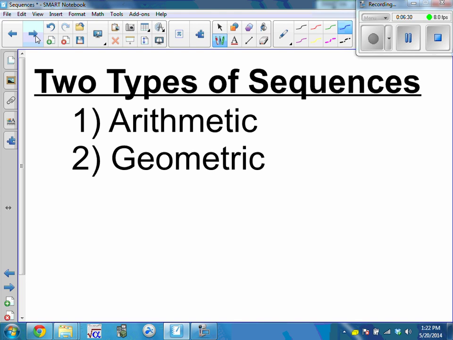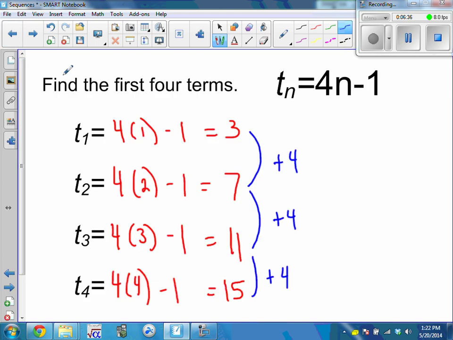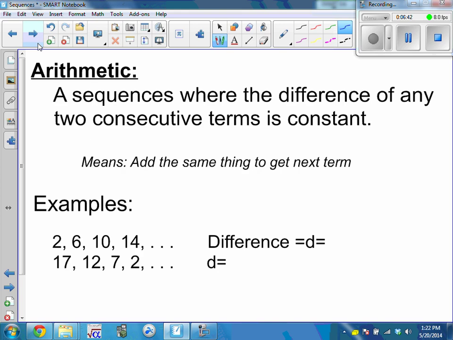This type of sequence is going to be known as an arithmetic. And these are the two types of sequences we're going to look at. Arithmetic and geometric. This idea where I add the same number each time is known as an arithmetic sequence. Now, we word that a little differently in the definition. A sequence where the difference of any two consecutive terms is constant.